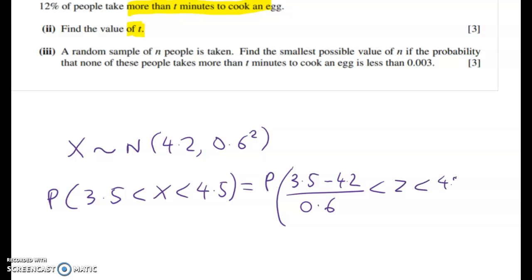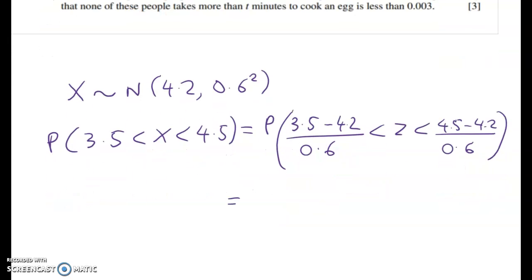And I do the same thing to the side. So we've got 4.5 minus 4.2 over 0.6. And we're going to clean those numbers up and not round them too hard. So we get negative 1.6. Now what did I do here? I did negative 1.1667, which is slightly more decimal places than my table is going to do, but that's okay.